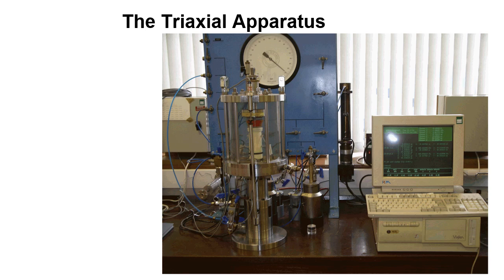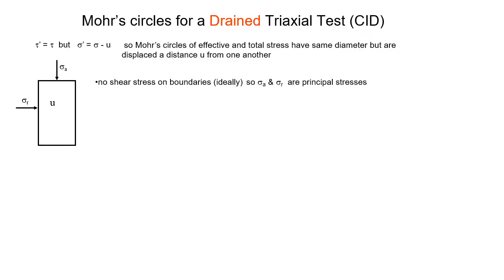We applied Mohr circles, remember, for the triaxial test. This is just a bit of brief revision for you. Remember, in a triaxial, you've got axial and radial stress. Pore pressure inside the sample is U. And then we could draw Mohr circles for a drained test. We did this not long ago.